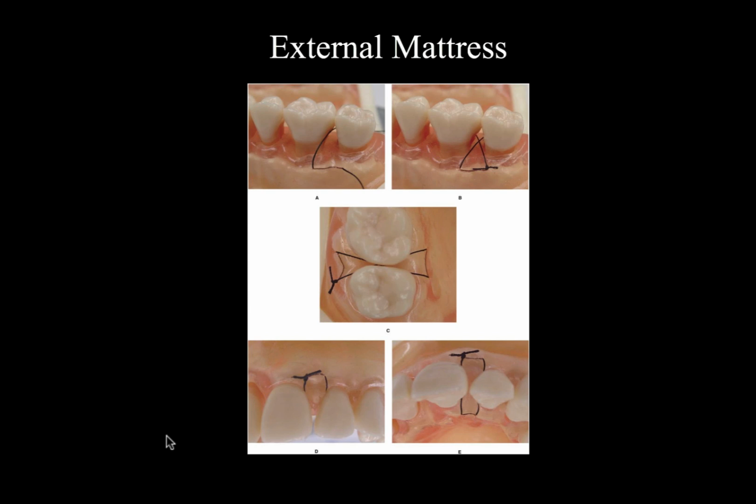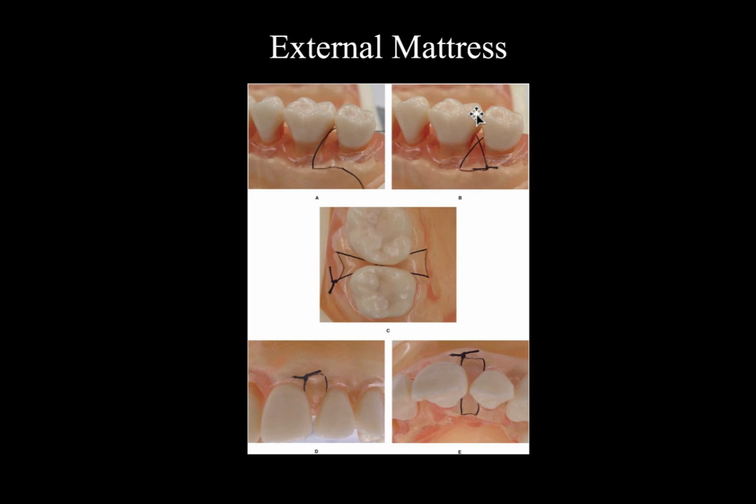To perform this technique, you start on your facial side. The suture penetrates the facial flap, is threaded underneath the facial flap, and then exits out the facial flap. Next, the suture is placed under the interproximal contact, where this same procedure is repeated on the lingual aspect, where you penetrate the lingual flap, proceed underneath the lingual flap, and then exit on the opposite side.